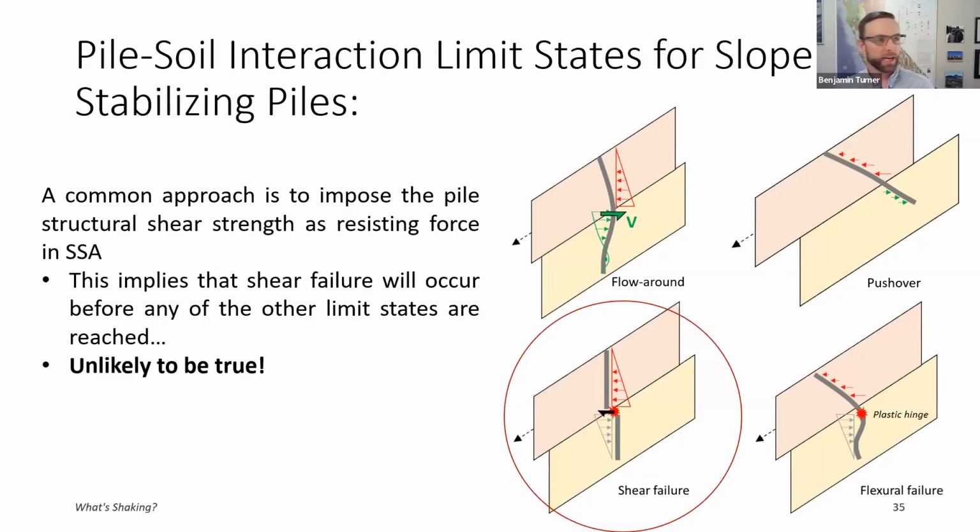So here are sketches of the 4 potential failure modes, 2 geotechnical and 2 structural, that I've defined. The real motivation for that DFI report and putting together this talk in the first place is that what we often see in practice is people use the structural shear strength of the pile element as the resisting force in the slope stability analysis. And that implies that the shear failure mechanism is the controlling mechanism that defines the limit state. That's problematic because for a wide variety of conditions, that is unlikely to be true.